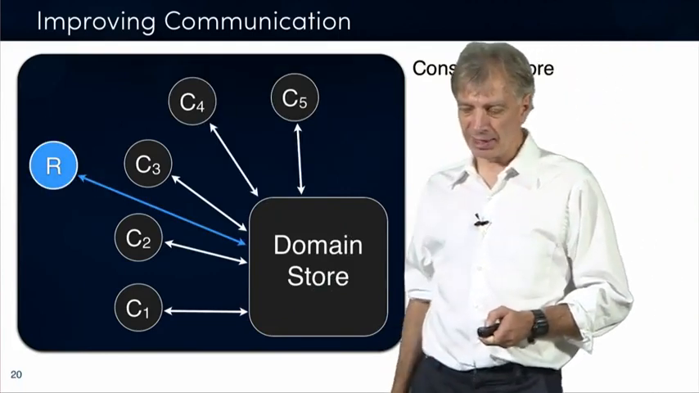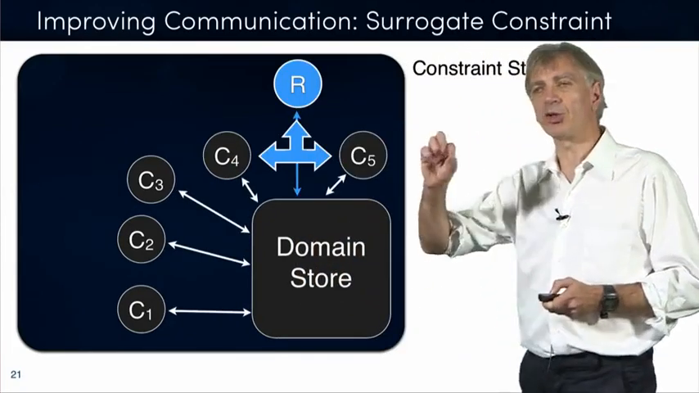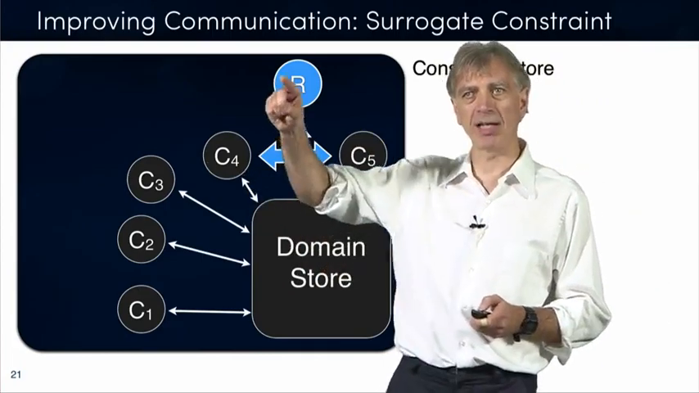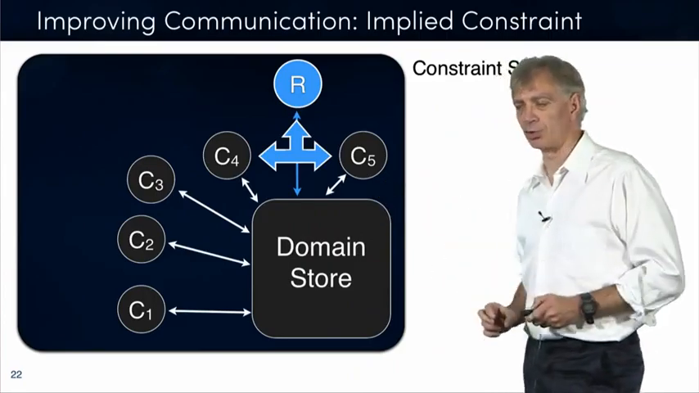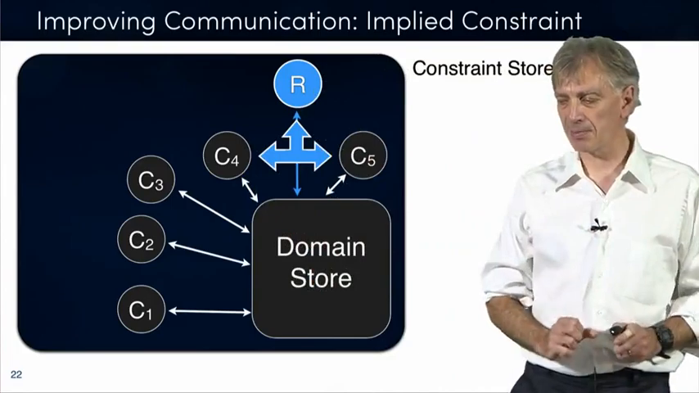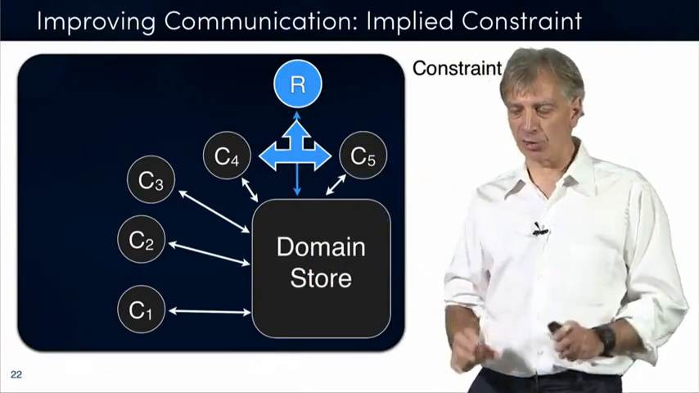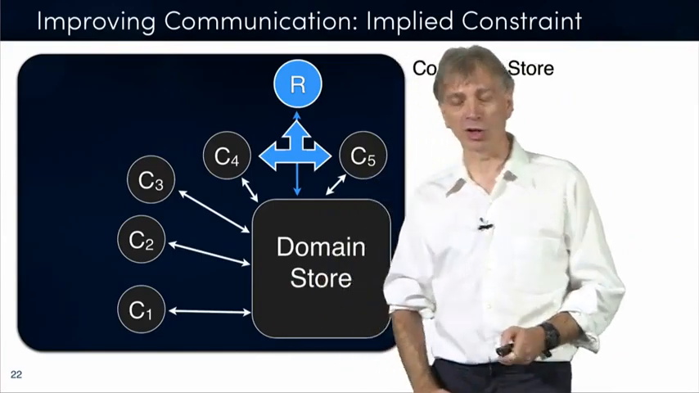Another way is adding a redundant constraint. That's what you have seen. Then we could add surrogate constraints. That's merging two constraints, for instance, taking a linear combination of them, adding a new one. And then implied constraints is just what I talked to you about now, where you take two constraints and derive a property from them. Okay, so that's all the ways we can exploit the various constraints that you have and combine them to improve the communication.